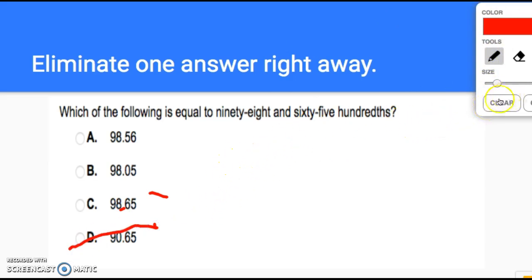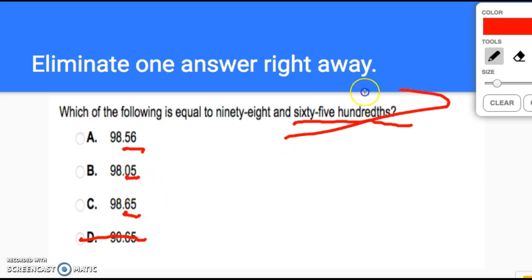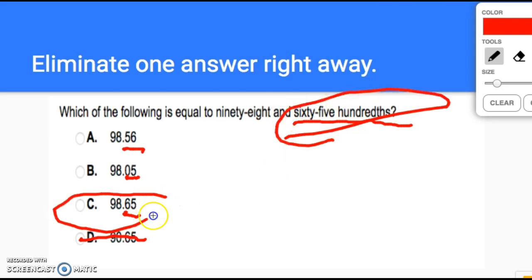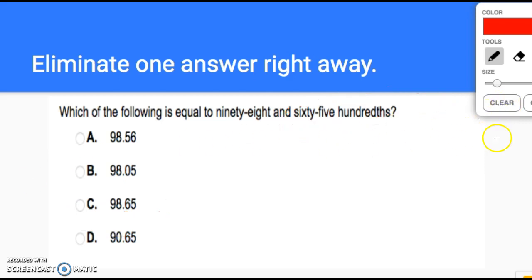Now let's go back and look at the rest of the problem, because everything in front of the decimal is the same, 98 and. We're looking behind it, 65 hundredths. Well, here I have a 56. Here I have a 5. And there I have a 65. In reading this, this becomes 56 hundredths. This becomes 5 hundredths, and this one is 65 hundredths. And in checking my answer, I'm looking for the 65 hundredths. Therefore, C is the best answer on that one.